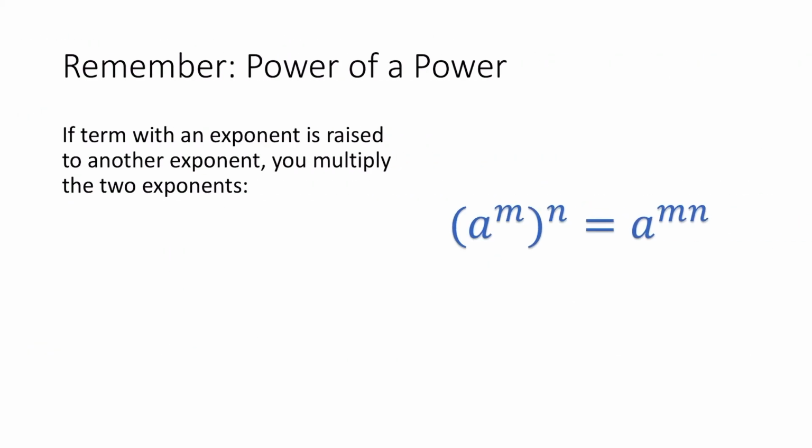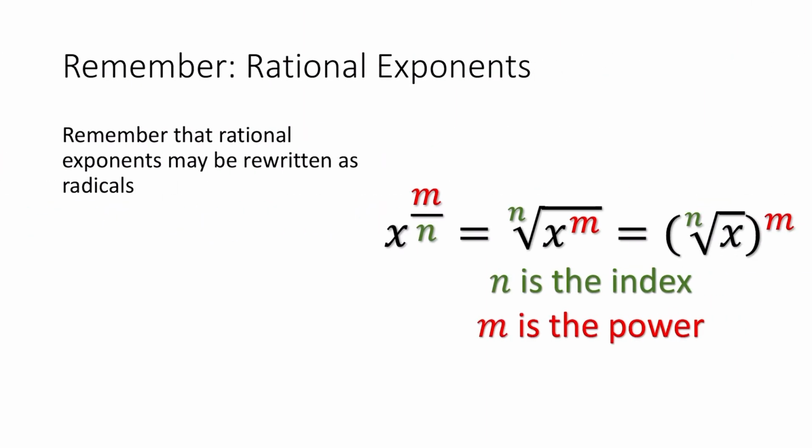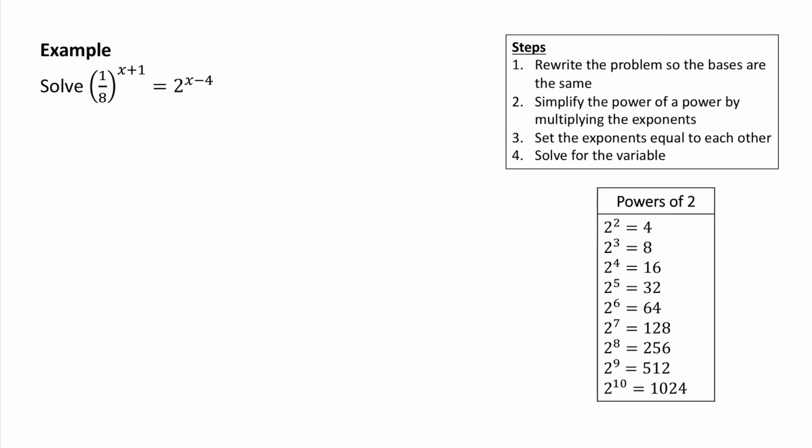So remember also we need the power of a power property, which tells us that if a term with an exponent is raised to another exponent, then you have to multiply the two exponents together. Remember, we also have rational exponents, which may be rewritten as radicals. So if you have x to the m over n, that means that we can rewrite that as the nth root of x to the m.